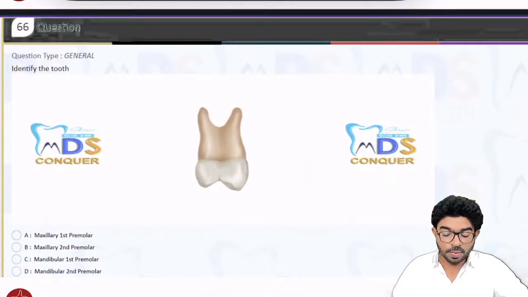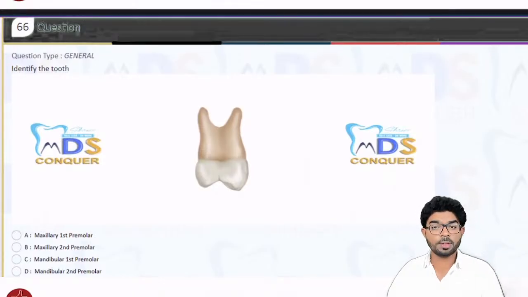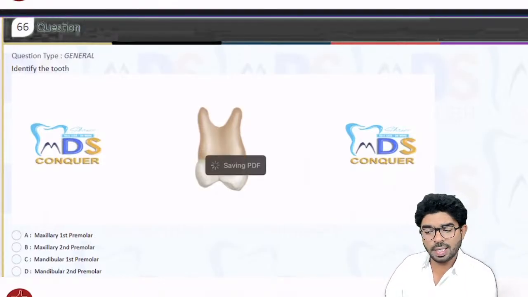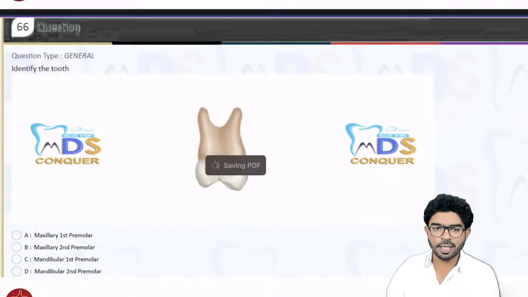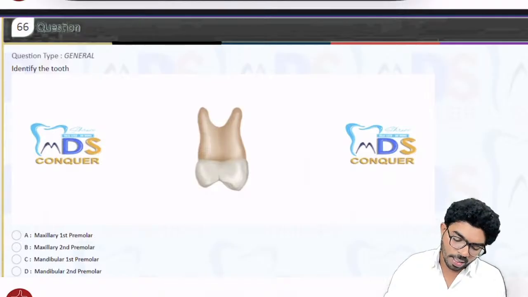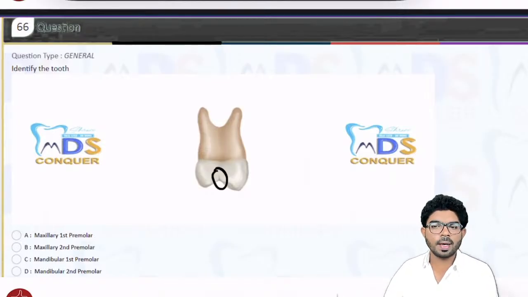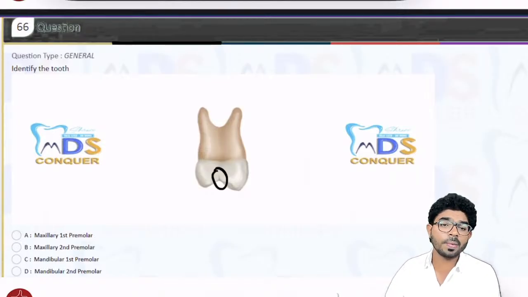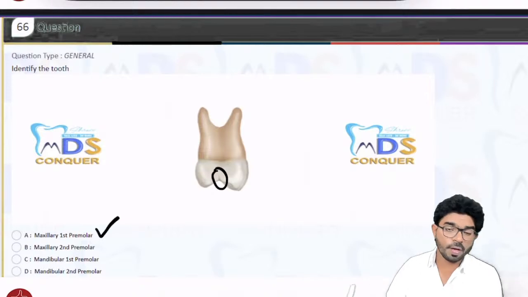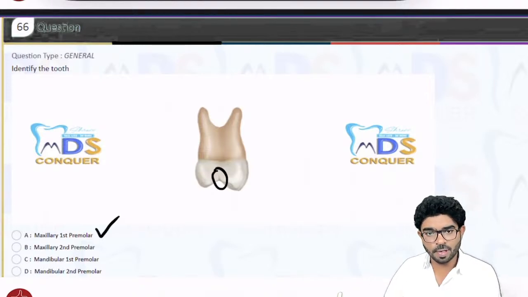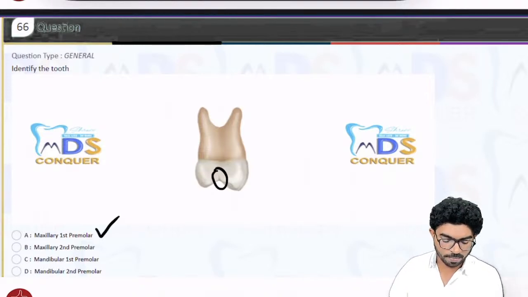Then jumping into the tooth morphology based question, they can give any side and ask us to identify. Okay, so coming to question number 66. Question number 66 is very simple. Here you can see a groove. This groove is called the mesial marginal groove, which is present in the maxillary first premolar. The answer is option A.